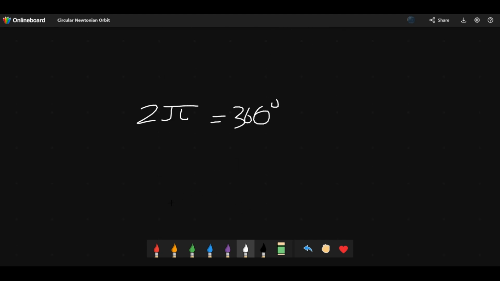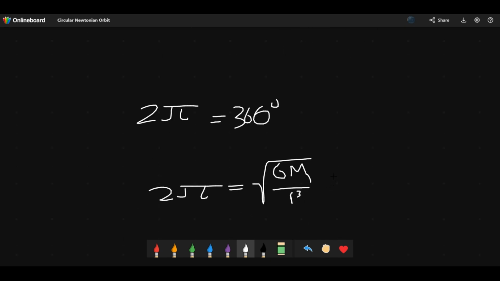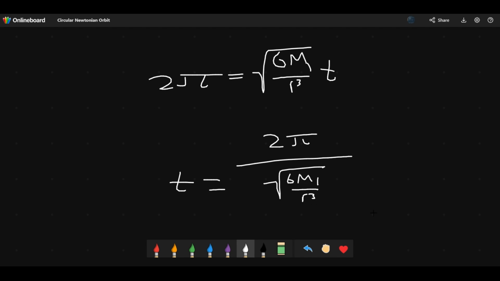So we put this in, so we have 2 pi equals root gm1 over r cubed times t. T equals 2 pi over root gm1 over r cubed, like so. Now we can plug this into a calculator and see what we get for the value of t.